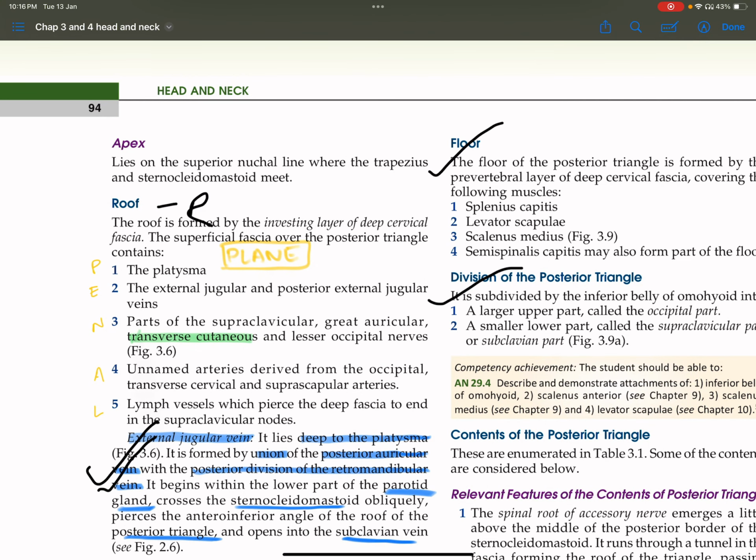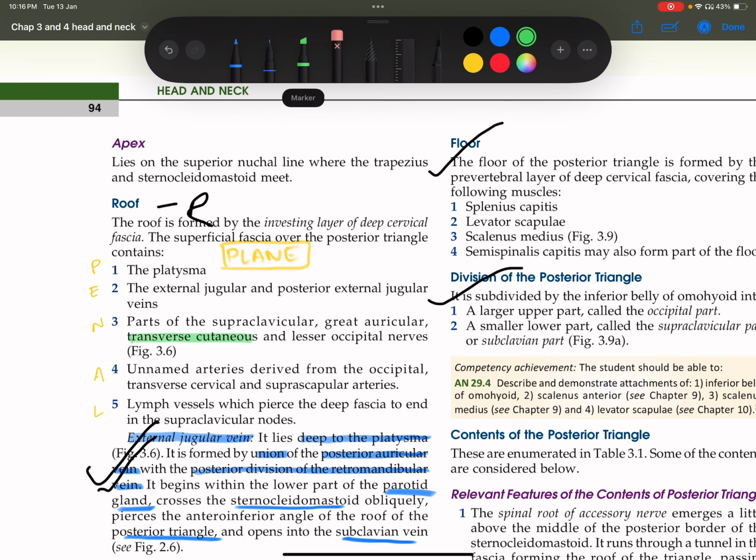So the lymph vessels pierce the deep fascia to end in the supraclavicular nodes. When you talk about the arteries, they are unnamed arteries derived from the occipital, transverse cervical, and suprascapular arteries. Then you have to talk about the nerves. So nerves, you have again supraclavicular.